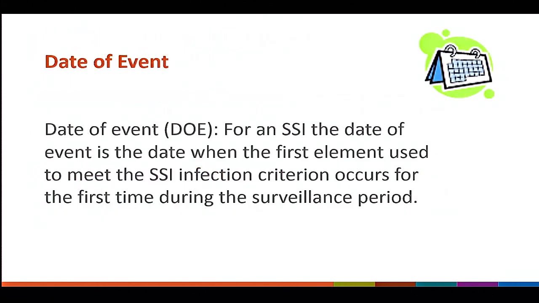The next key term is date of event, and we did update this definition for 2018. So for an SSI, the date of event is the date when the first element used to meet an SSI infection criterion occurs for the first time during the surveillance period. The date of event must fall within the surveillance period. If the date of event falls outside the surveillance period, you won't meet SSI criteria.